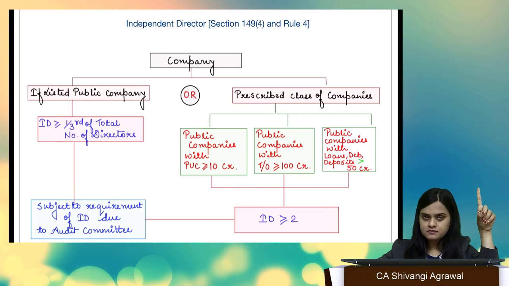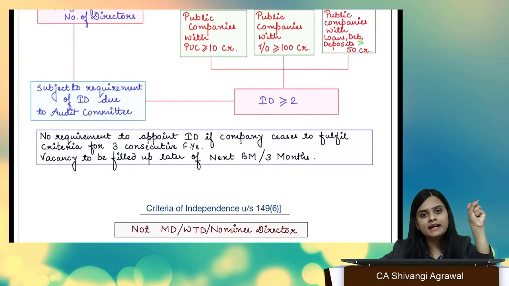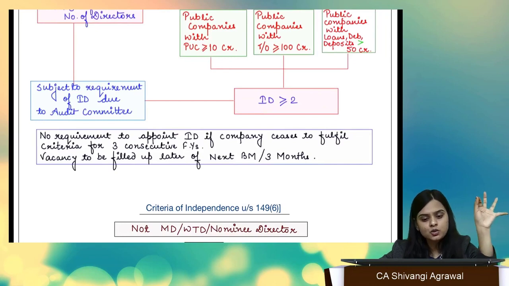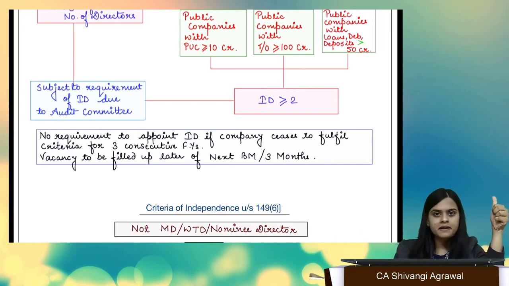Listed company, if it's listed, we don't need to check any threshold. Listed companies straight away have to have 1/3 of their directors independent. If it's not listed, we have to check 3 criteria: 10, 100 and 50. Paid up capital more than or equal to 10 crores, turnover more than or equal to 100 crores, or loans, debentures, deposits more than 50 crores. If any of these 3 criteria is satisfied, then you have to appoint at least 2 independent directors. So every listed company, at least 1/3 independent directors, and unlisted public company, if you meet the threshold, at least 2 independent directors.